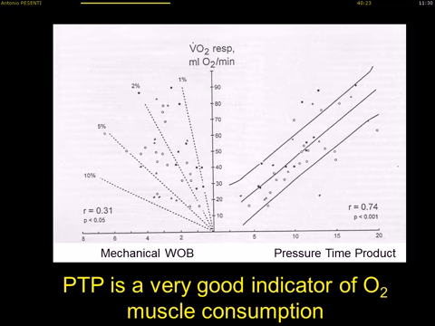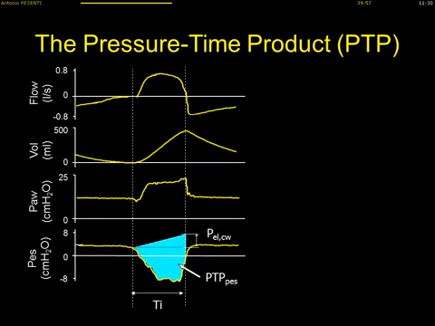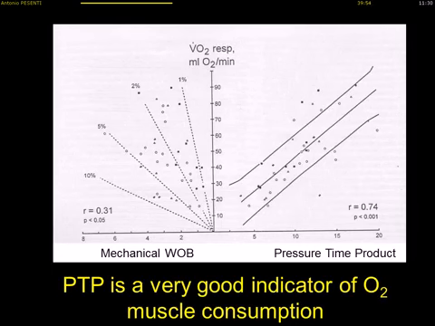If you hold a bag at a fixed level, work is 0, because there is no movement. Work requires displacement. But you get tired anyway, correct? So if you measure for how long you maintain a negative pressure, you have a better estimate of the oxygen consumption of the muscles with the pressure time product than with the mechanical work. You see how bad is this relationship and how much better is this one?